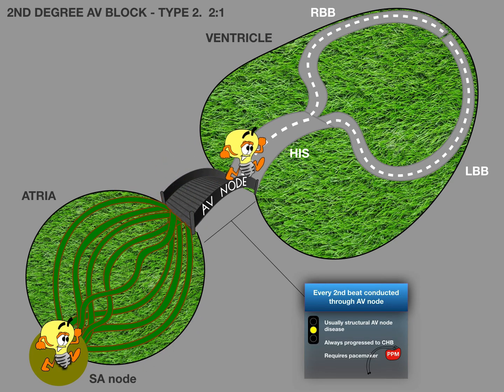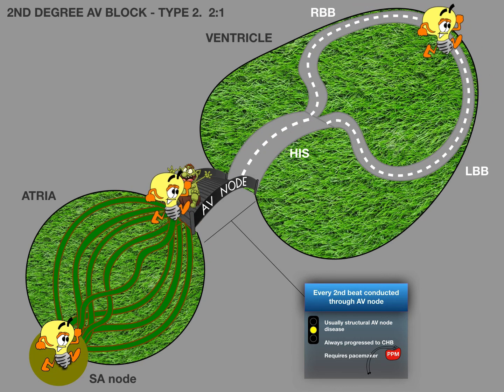Here, only every other beat is transmitted through the AV node. So every second beat is being blocked. So this is an example of 2-to-1 second degree type 2 AV block. Usually this is due to structural AV node disease, and it is known to almost always progress to complete heart block. So this is a condition that definitely requires a pacemaker.